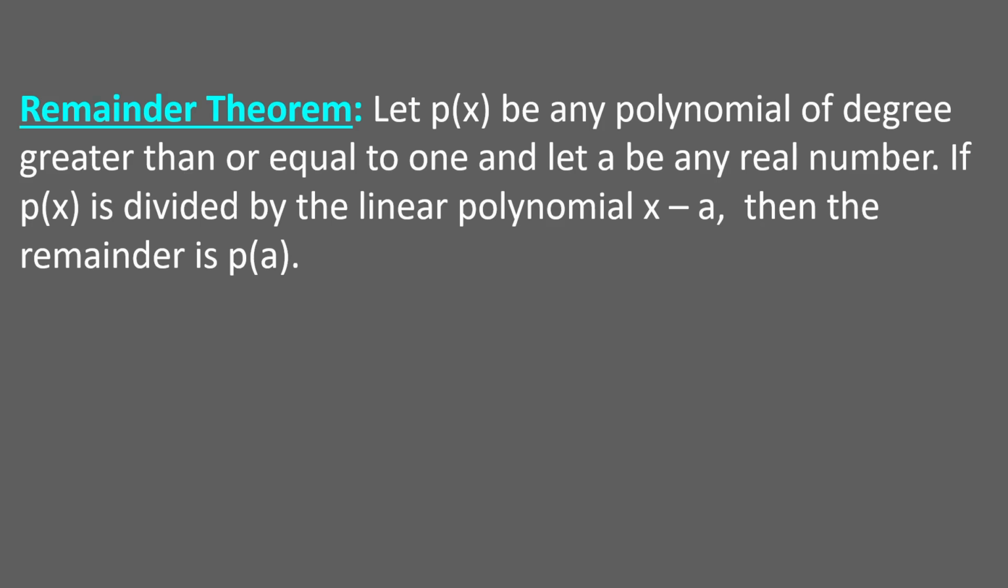Example: let p of x be equal to x square minus 3x plus 2. Suppose we divide this polynomial by x minus 1. According to the remainder theorem, we replace x with 1 in the polynomial. Now calculate p of 1 equals 1 square minus 3 into 1 plus 2. That gives us 0. So, the remainder is 0. Important point to remember: if the divisor is x minus a, then the remainder is p of a.